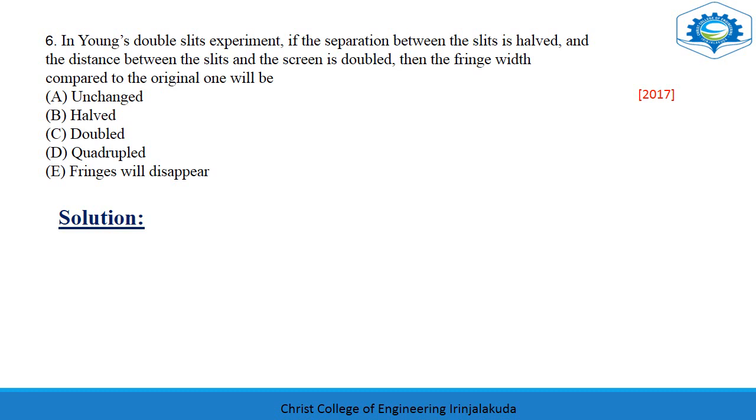Next question from 2017 paper. In Young's double slit experiment, if the separation between the slits is halved and the distance between the slits and the screen is doubled, then the fringe width compared to the original one will be. So this is a question from Young's double slit experiment. You know the equation for fringe width: beta is equal to lambda D by d. In this equation, lambda is the wavelength, capital D is the distance between the sources and the screen, and small d is the distance between the two sources.